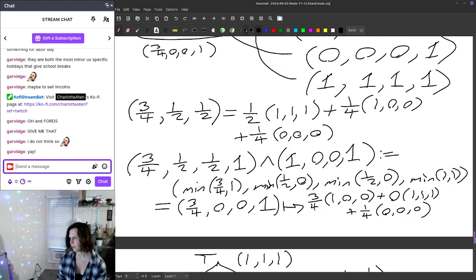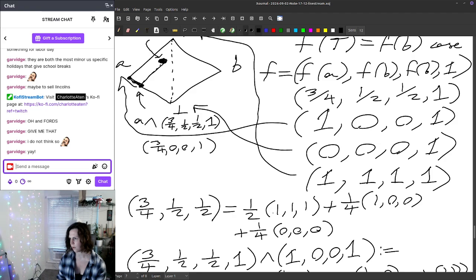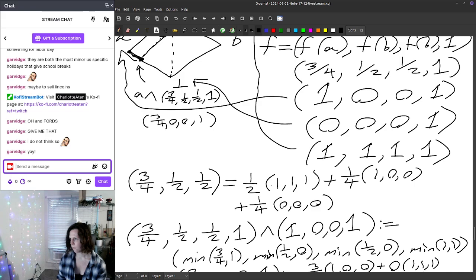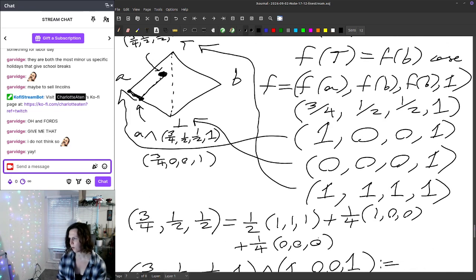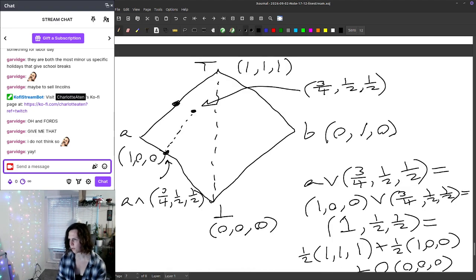And actually, remember what that point was? 3/4, 1/2, 1/2. It was like 1/2 worth of the top thing, and then 1/4 worth of the bottom thing and A. And so if you draw this out carefully, you can see that we get this little rectangle here. The join is what's above these two, the meet is what's below these two, and so that's A join 3/4, 1/2, 1/2.